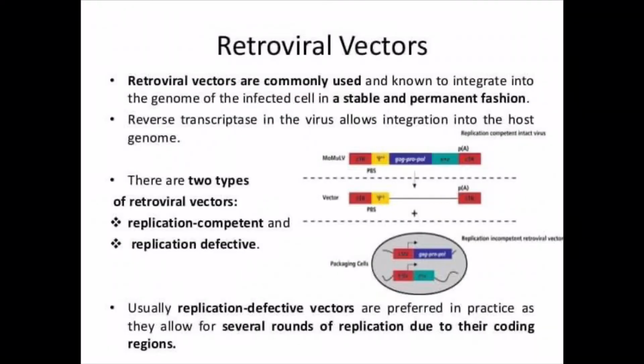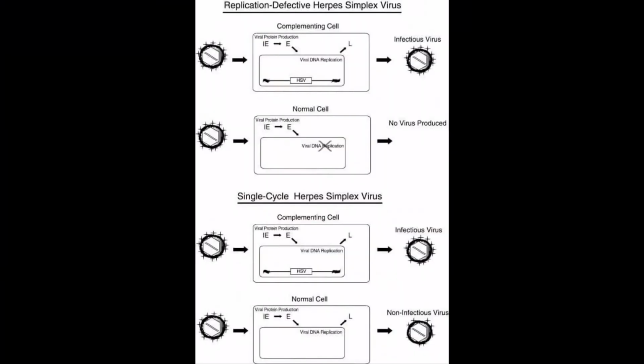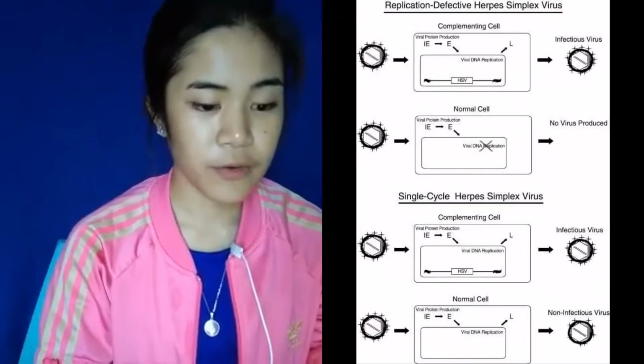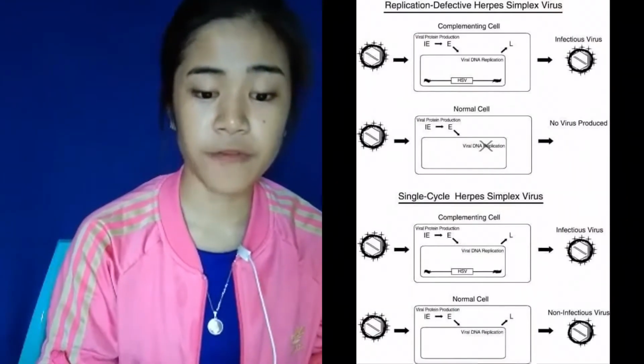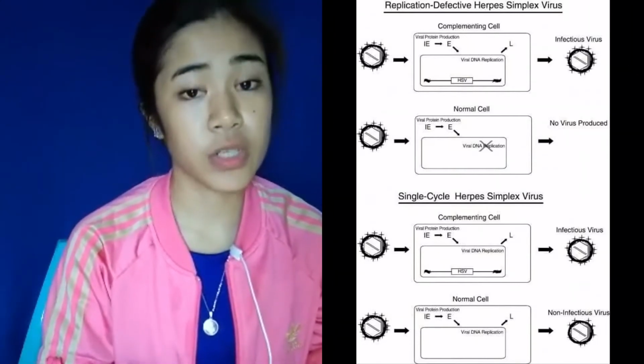An example of a viral vector is retroviral vectors. Retroviral vectors are commonly used and known to integrate into the genome of the infected cell in a stable and permanent fashion. Reverse transcriptase in the virus allows integration into the host genome. There are two types of retroviral vectors, the replication competent and replication defective. Usually, replication defective vectors are preferred in practice as they allow for several rounds of replication due to their coding regions.